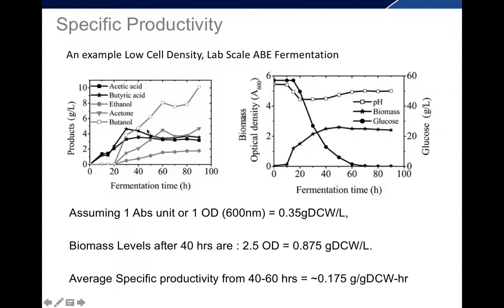During this period of time between 40 and 60 hours, we have a pretty constant rate. That's 8 grams minus 5 grams per liter is 3 grams per liter in 20 hours divided by 0.875 gives us a number of 0.175 grams per gram dry cell weight per hour. So that's how we can calculate the specific rate.